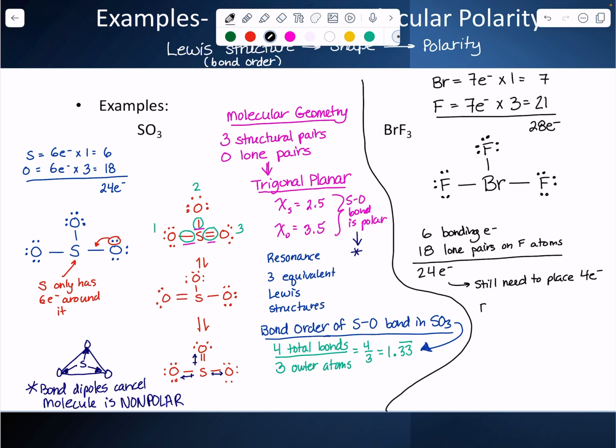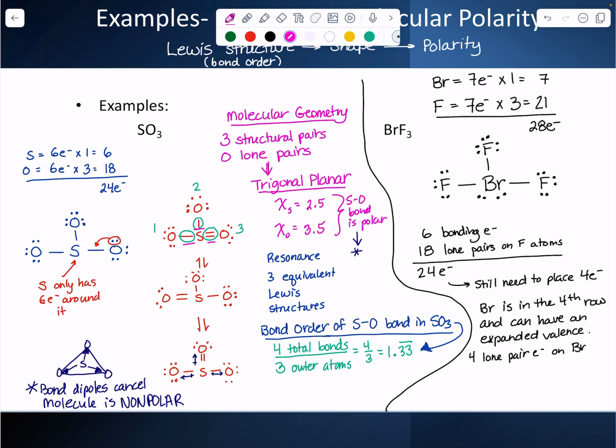Now, bromine is in the 4th row of the periodic table, and thus it is capable of having an expanded valence. So we can put those 4 electrons as lone pairs on the bromine. I'm going to put those there. All right, so we have 4 lone pair electrons on the bromine atom.